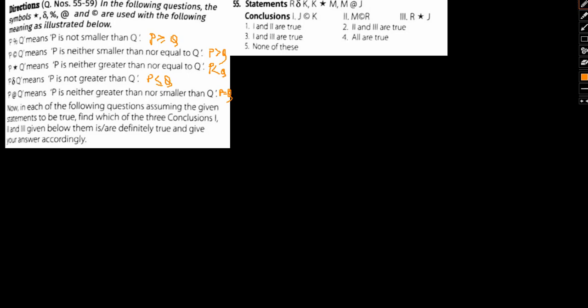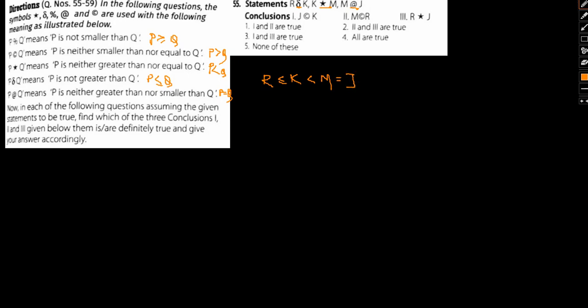Here we have R omega K, so R omega K means R is less than or equal to K. K star M would mean K is less than M. Star stands for this. And M at the rate J stands for M equal to J. So this is our statement.